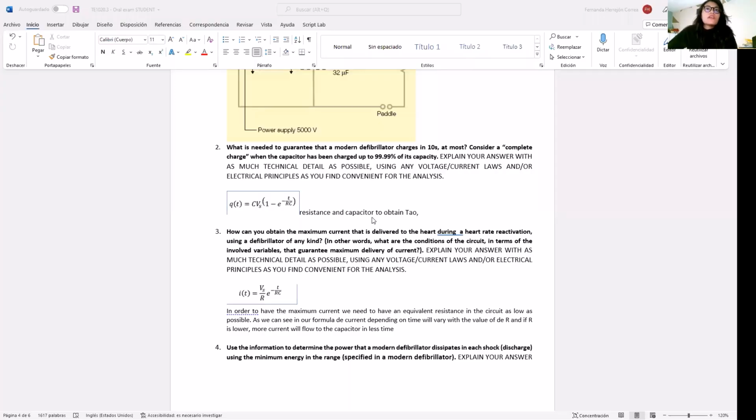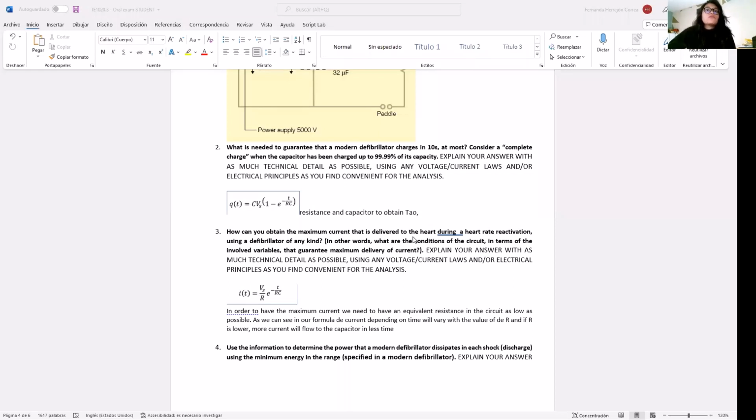In order to guarantee that the defibrillator charges in 10 seconds at most, we need to first have the total resistance, or the equivalent resistance, and also the equivalent capacitance, in order to have these two values and obtain tau, that will be like the amount of time we will have for the defibrillator. And also we need the voltage in order to have our formula resolved.